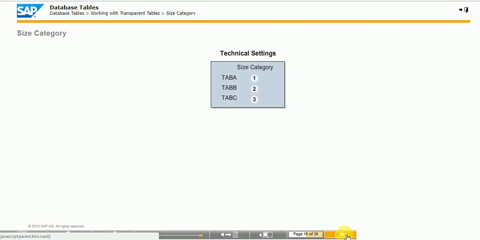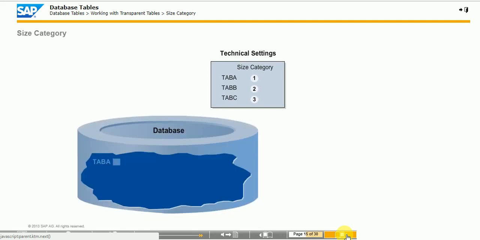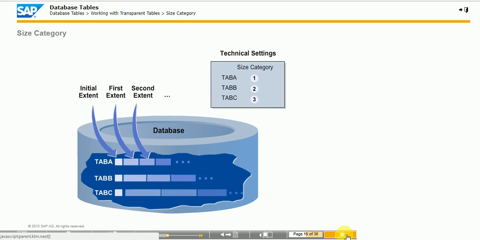The size category describes the expected storage requirements for the table in the database. When the system creates a table in the database, it reserves an initial extent. The size of the initial extent is identical for all size categories. If the table needs more space for data at a later time, further extents are added. The size category specified in the ABAP dictionary determines that these additional extents have a fixed size.